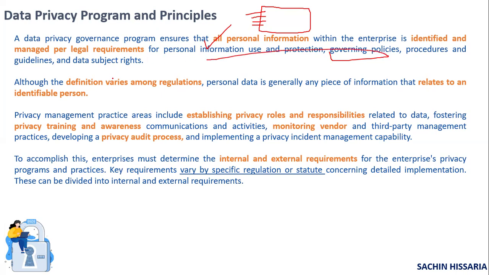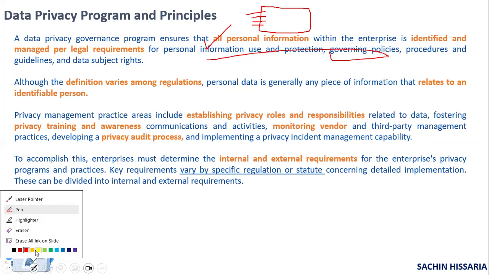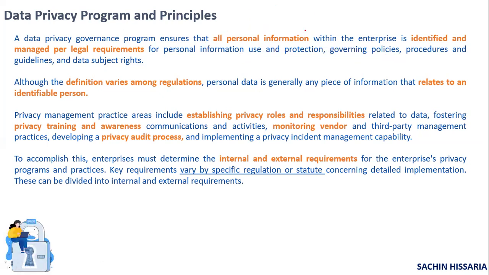Although definitions vary amongst the regulations, what would be considered personal information will vary from company to company, and based on the regulatory requirement as well. For example, in GDPR there is a definition for personal information. Now in India, the DPDP Act is there, and in the DPDP Act also there is a definition of personal information.